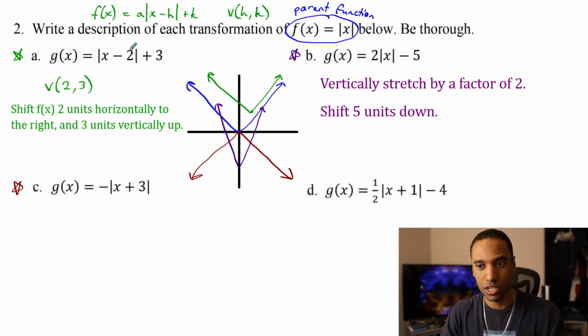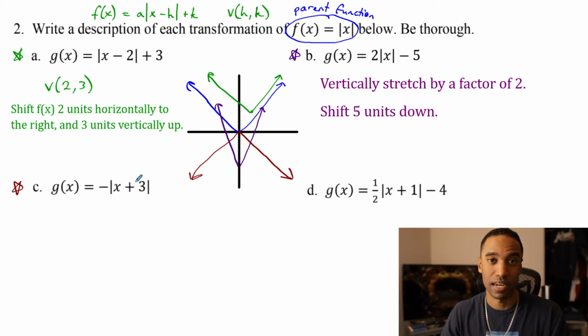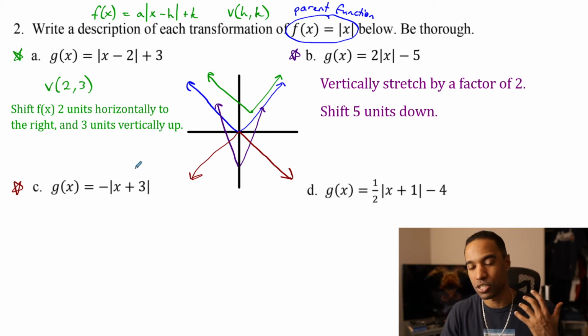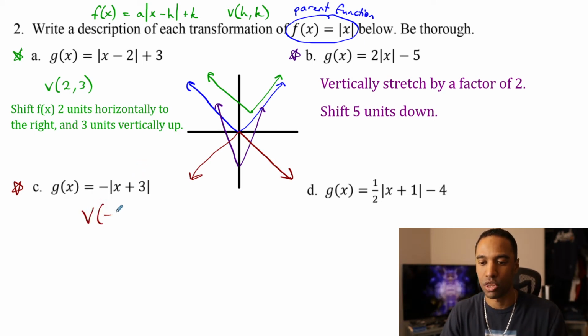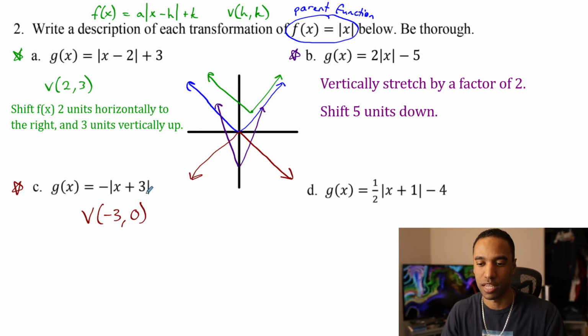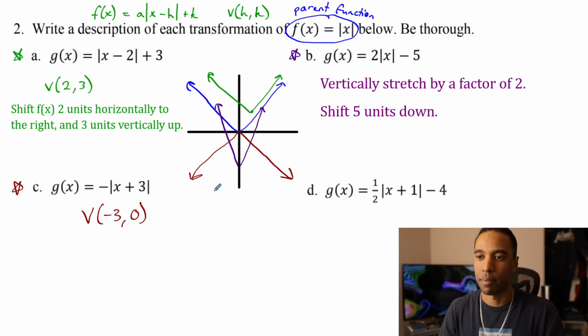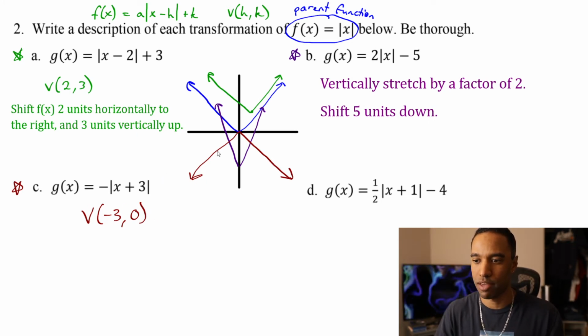This is part of your vertex. Remember, it's opposite of minus h. We're subtracting a negative 3, really. So we are actually shifting this thing left 3 units, and there is no plus k that you can see, so we're adding 0. That means there is no vertical shift. Your vertex is at negative 3, 0. So I'm going to shift this guy 3 units here to the left.